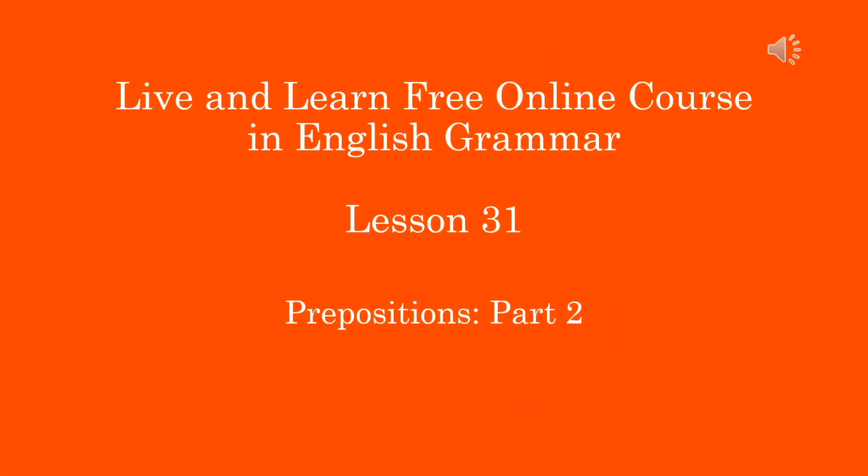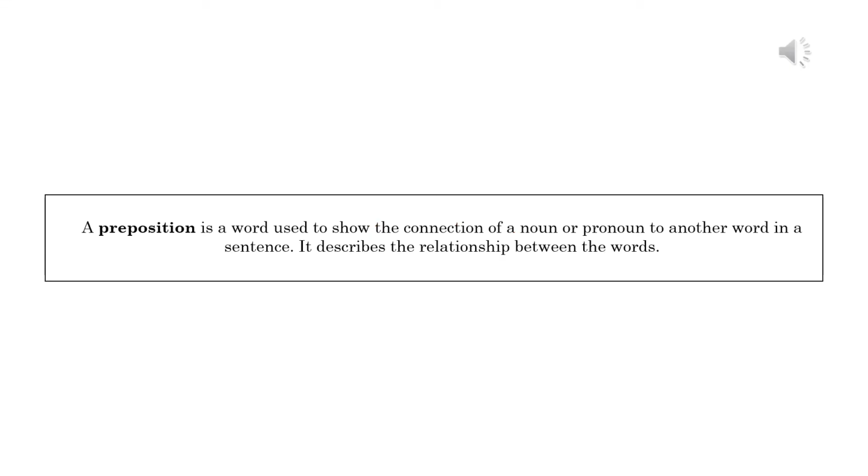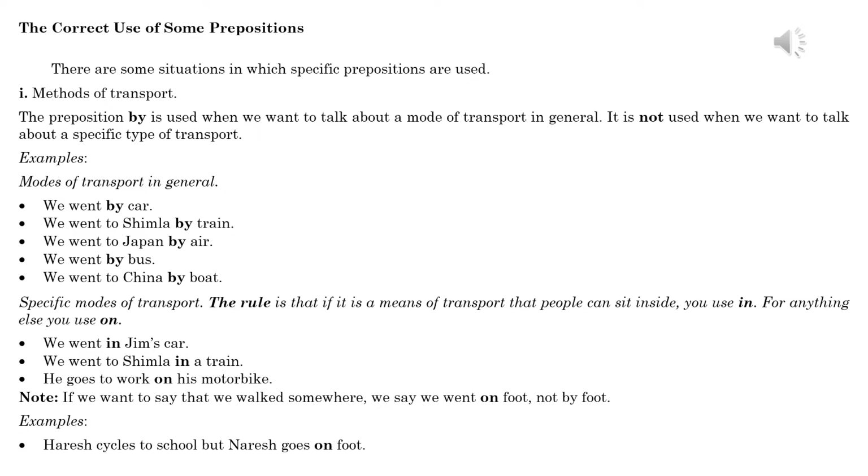Live and Learn free online course in English grammar. Lesson 31. Prepositions, Part 2. A preposition is a word used to show the connection of a noun or pronoun to another word in a sentence. It describes the relationship between the words. The correct use of some prepositions. There are some situations in which specific prepositions are used.